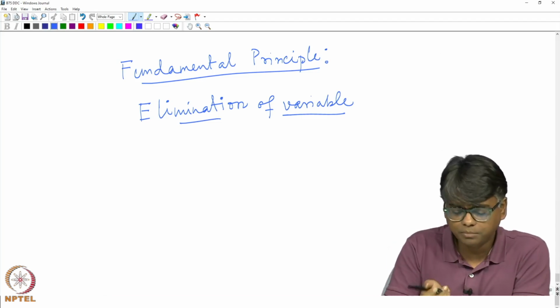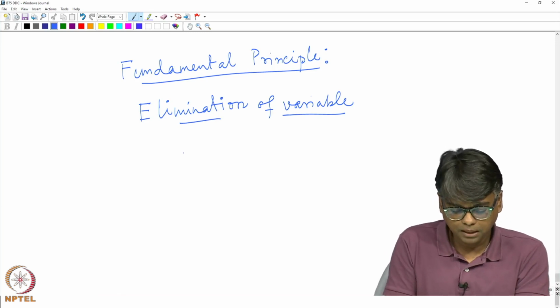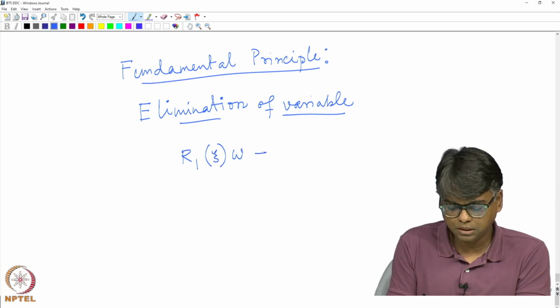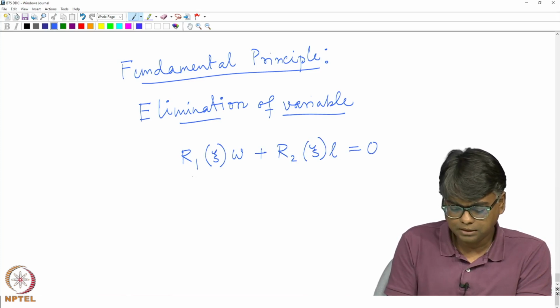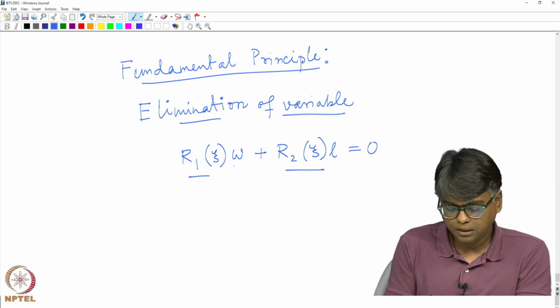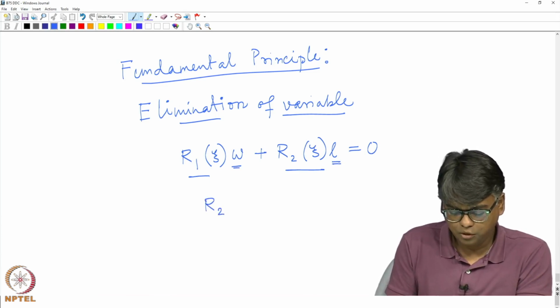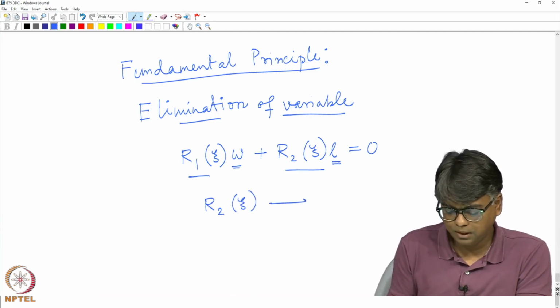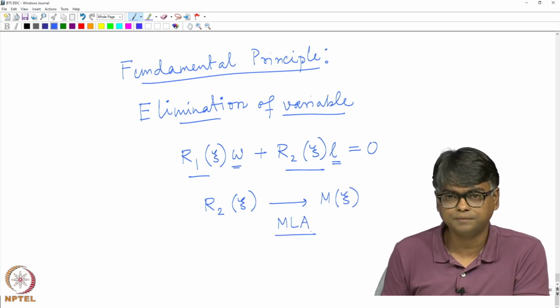process. Now, algorithmically what the process says as per the fundamental principle is the following: if you have a system of differential equations which looks like this, where these are polynomial matrices, differential operators, W is the manifest variable, L is the latent variable. You want to get rid of the latent variable L. What you do is look at this R2 of xi matrix and then from here obtain its maximal left annihilator matrix, the maximal left annihilator matrix.